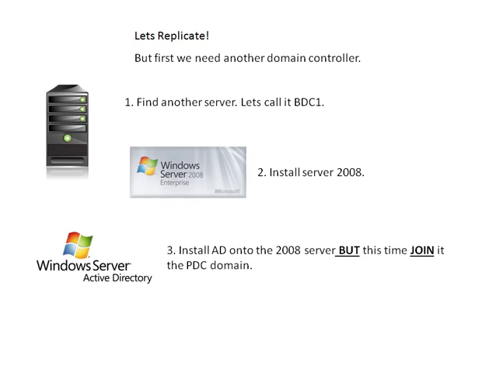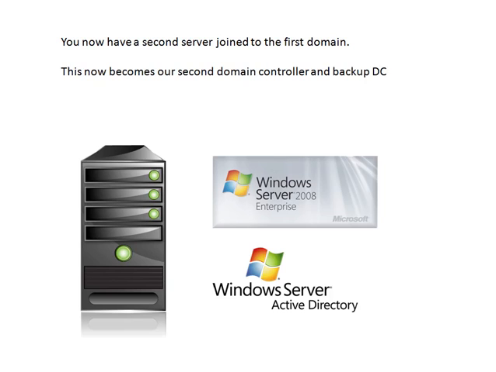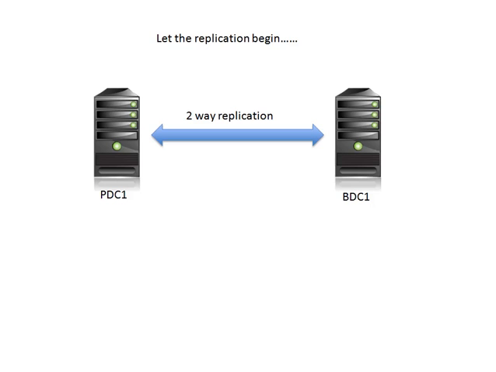Not every server needs to have Active Directory installed on it. So we need to be careful of that. We don't want too many domain controllers, but we want at least 2 or 3. So we've now installed another server, installed Active Directory on it, but joined it to the PDC domain. So we've now got our second server, and we'll call this one our backup domain controller. So now we can replicate.